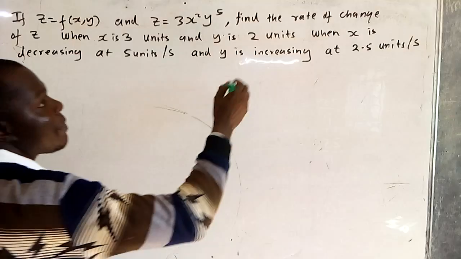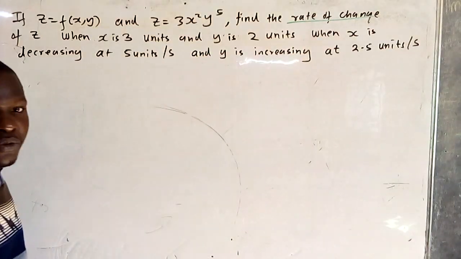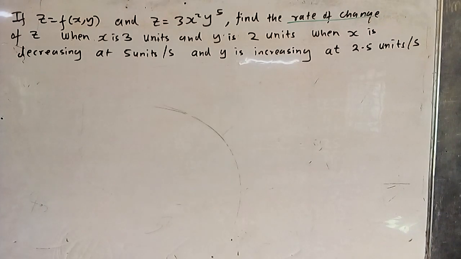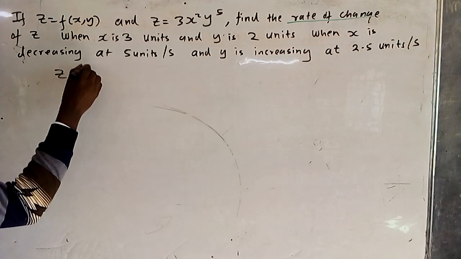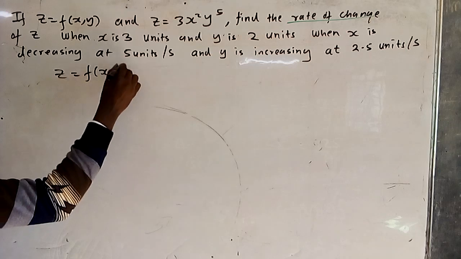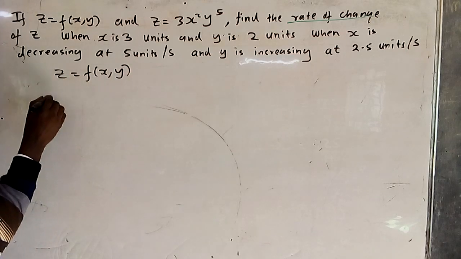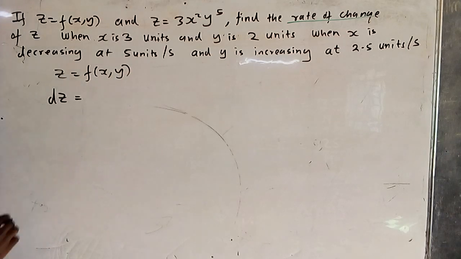Now the first thing you need to know, for you to get the rate of change, because what they want you to determine is the rate of change, isn't it? For you to determine the rate of change, you must get the total differential. So you'll be told z is a function of x and y. So it means for you to get the total differential of z, dz, isn't it?